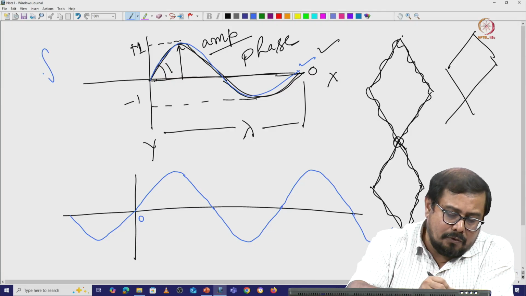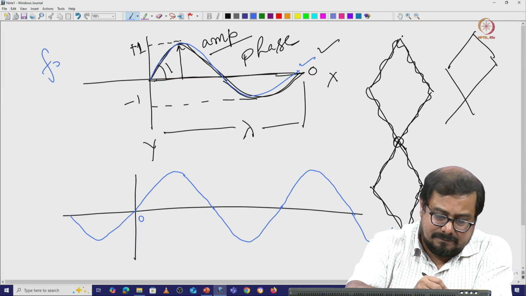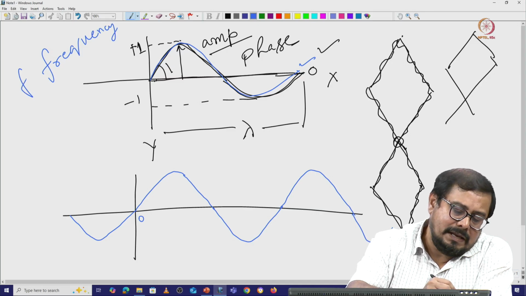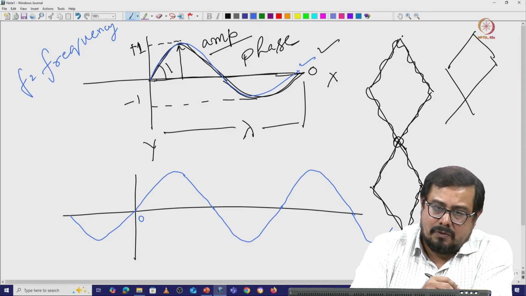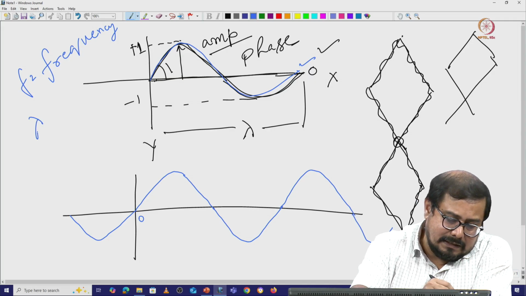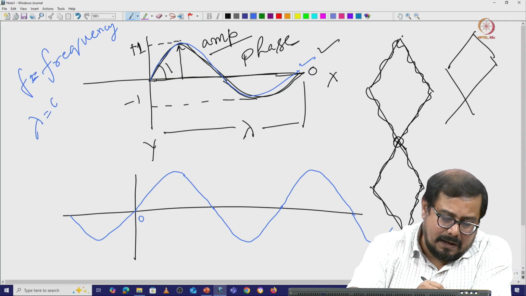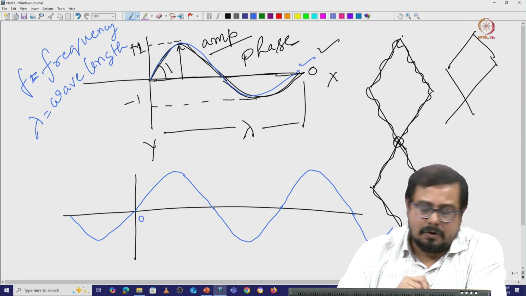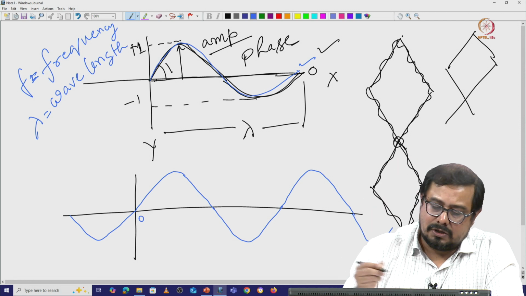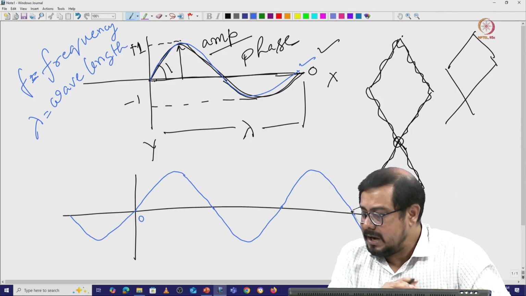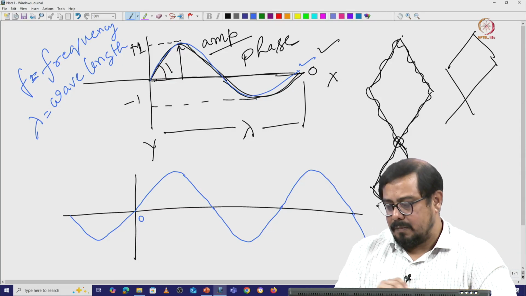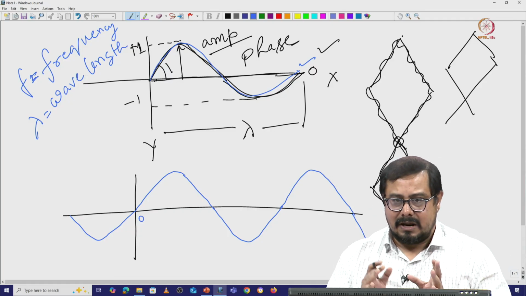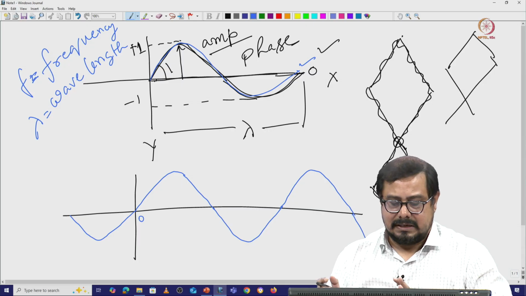So, we know that frequency we will denote by f, and lambda is the wavelength. Okay. Now here we also discussed phase, that is the angle. Now, let us mark this wave in a different position and see if we can find out the angle as well as the wavelength change.